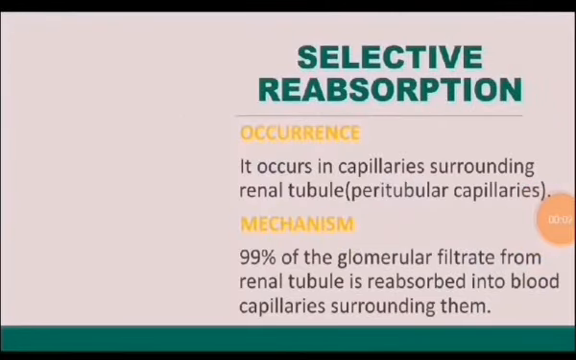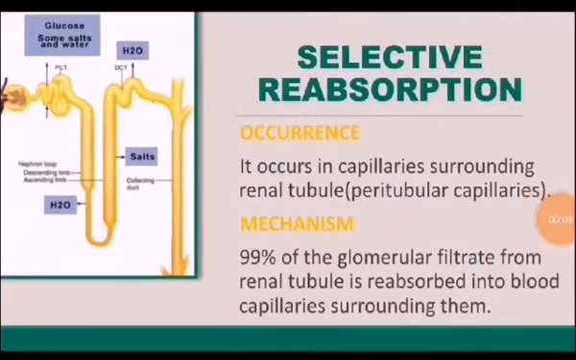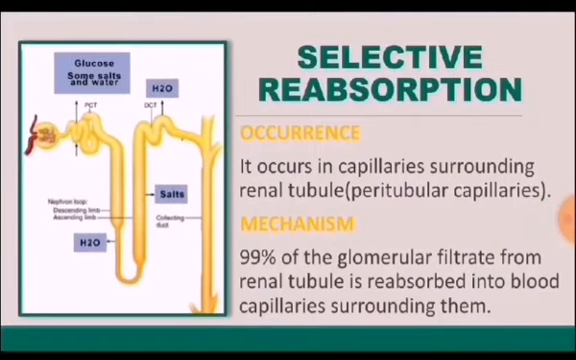But urine formation is not so simple. In glomerular filtrate, the useful substances having smaller size are also present. So, the next step is selective reabsorption. Selective means the substances which are of your interest are reabsorbed in peritubular capillaries surrounding renal tubule. During this step, 99% of the glomerular filtrate is reabsorbed.